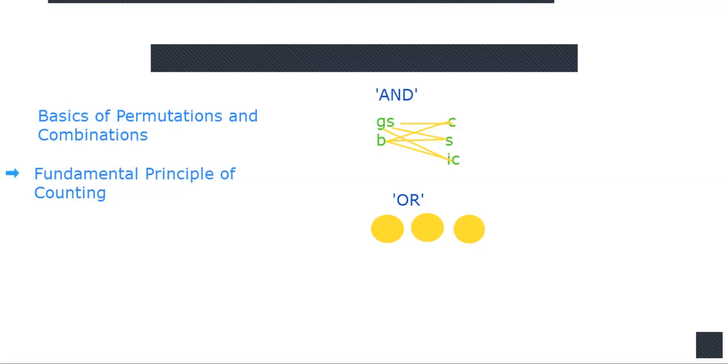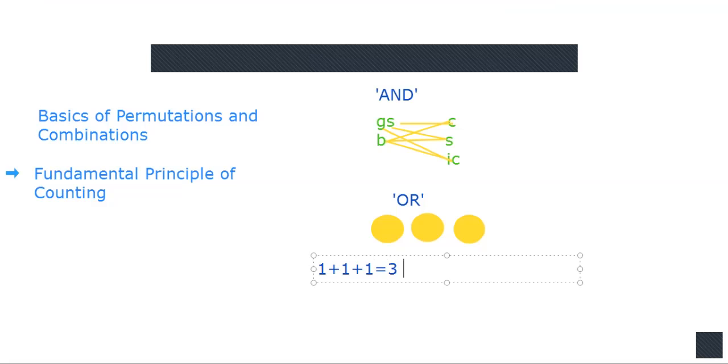So I select the first ball, or I select the second ball, or I select the third ball. So the total number of ways by the fundamental principle of counting would be 3 ways. Okay, now we can have one more variation of this thing, like and.